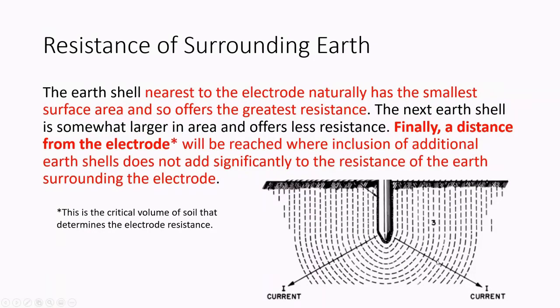So when you are going towards the earth, the resistance added by each of the shells will get lower and lower. So up to a point you can have an increasing resistance when you are going towards the earth, but after a point you will find an area where the added resistance is negligible. So up to this area is considered as the critical volume of soil, which determines the earth electrode resistance.